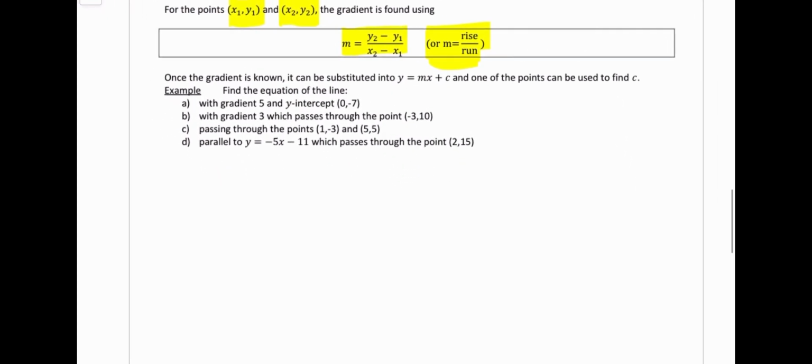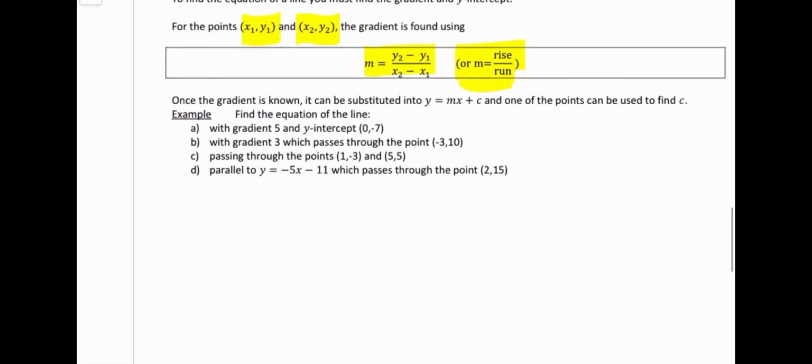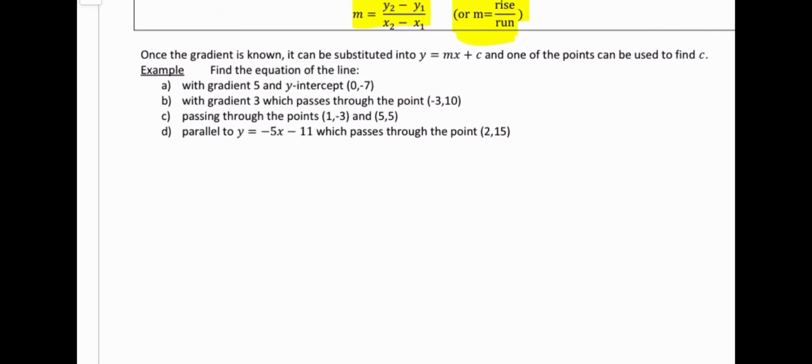So we have to find the gradient first of all. It said you may have to find the gradient, you may not. Once a gradient is known, it can be substituted into y equals mx plus c, and one of the points can be used to find c. So in this example it says find the equation of your line. If it doesn't give you your gradient, you've got to work that out.